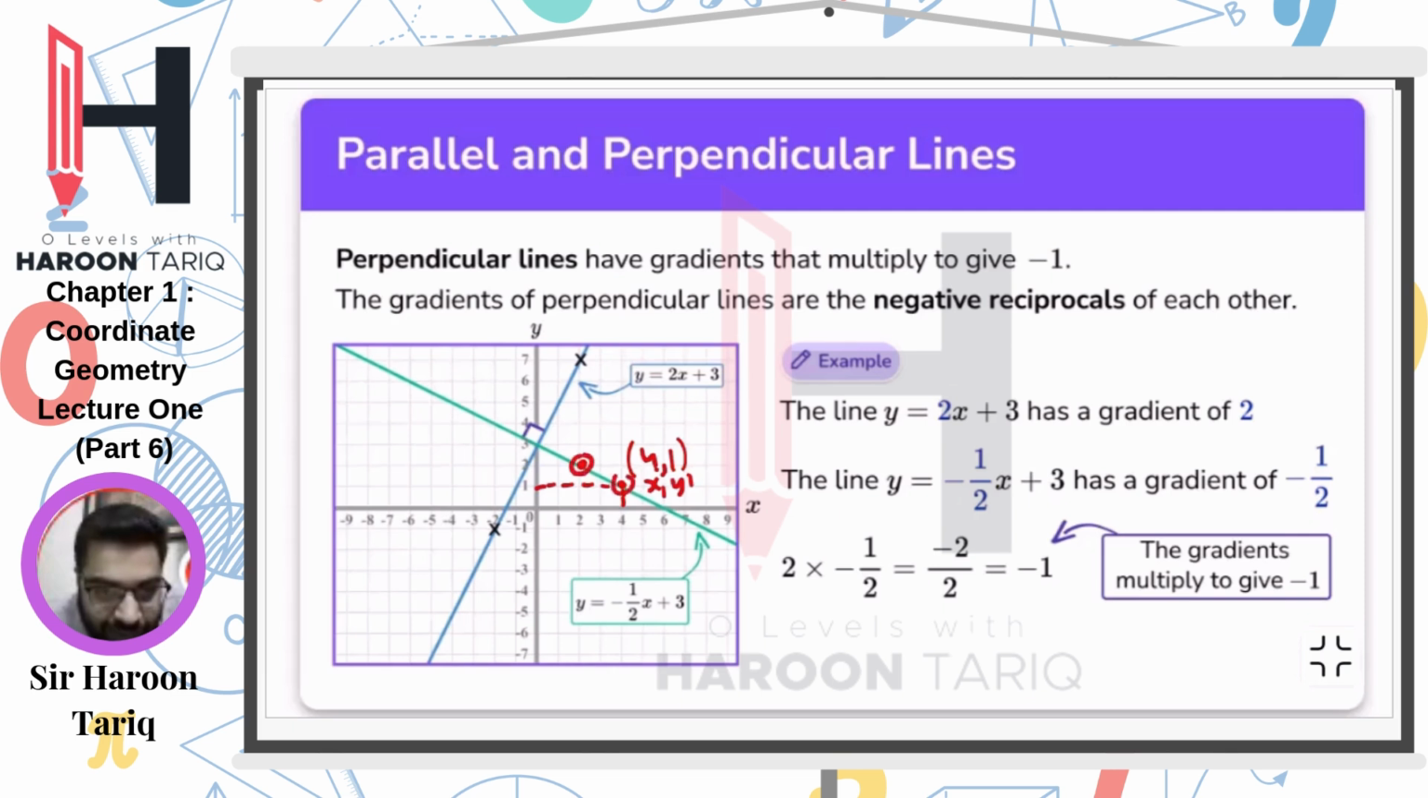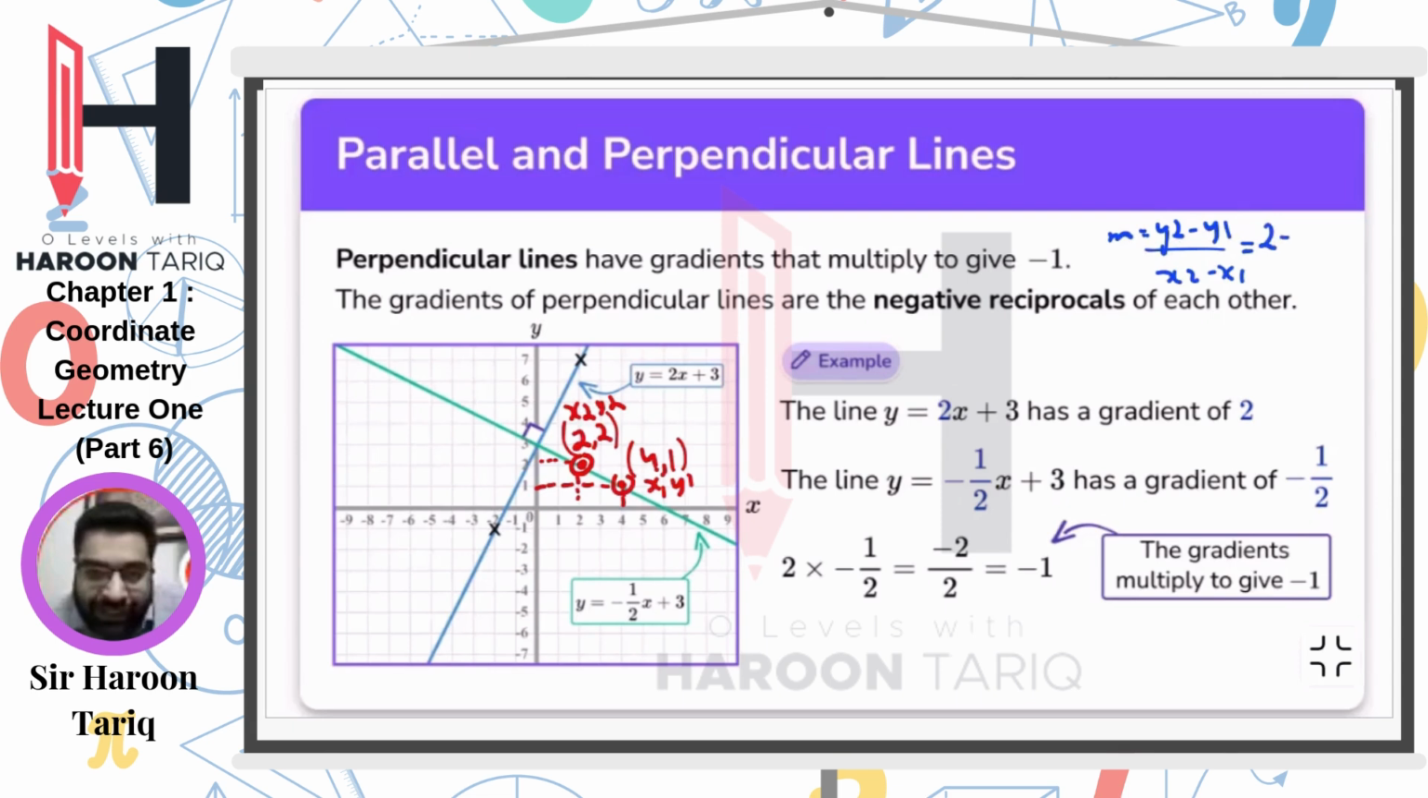I'm taking this particular point. X-axis value 2, y-axis value is also 2. x2, y2. I'll write the formula here. M is equal to y2 minus y1 divided by x2 minus x1. I'll plug in the values.